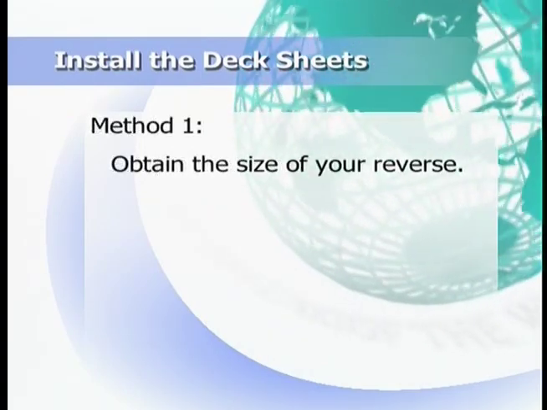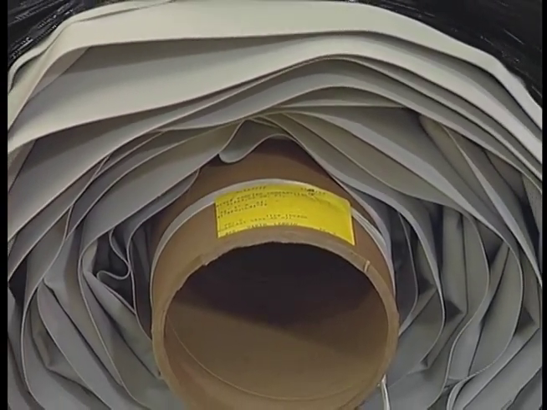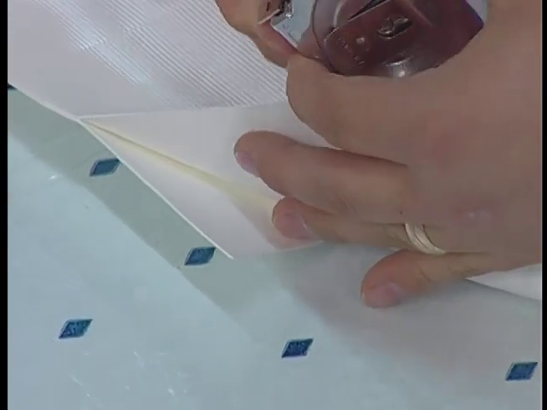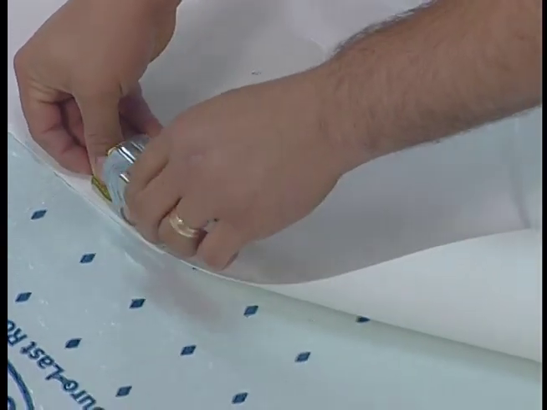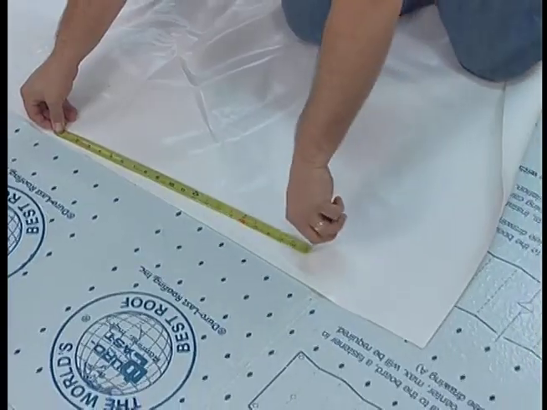In the first method, you need to know the length of your reverse. This size is written on the roll as shown here. You can also find it on the yellow sticker that is placed on one end of the deck sheet tube. You can also simply measure the reverse. The reverse is measured from the front of the factory weld to the edge of the material as shown. The 2 most common reverses are 63 inch, also called full, and 31 inches.